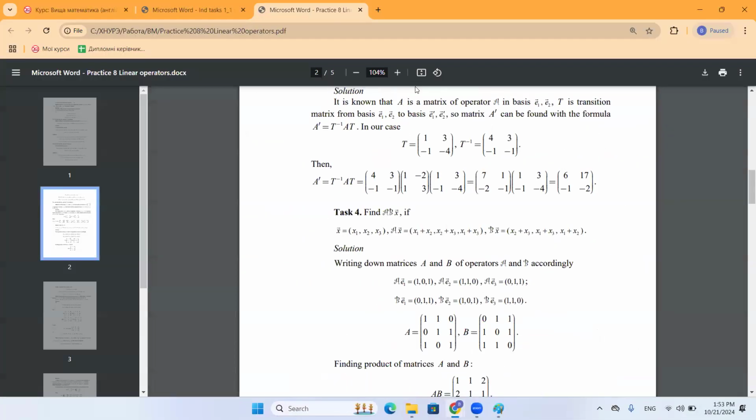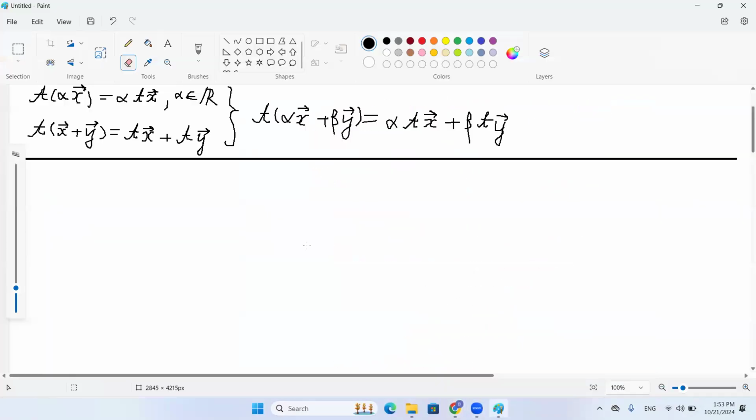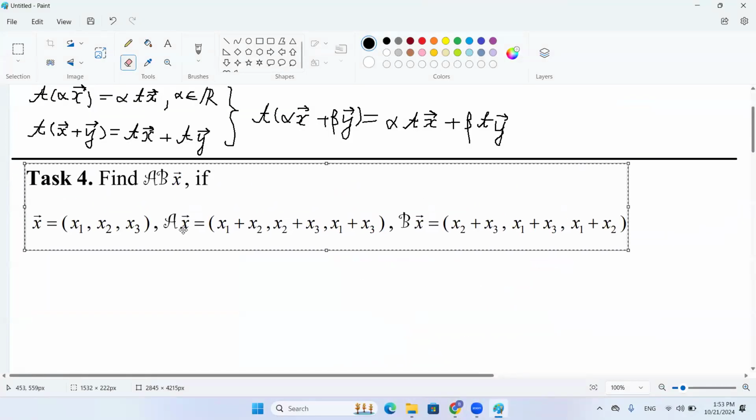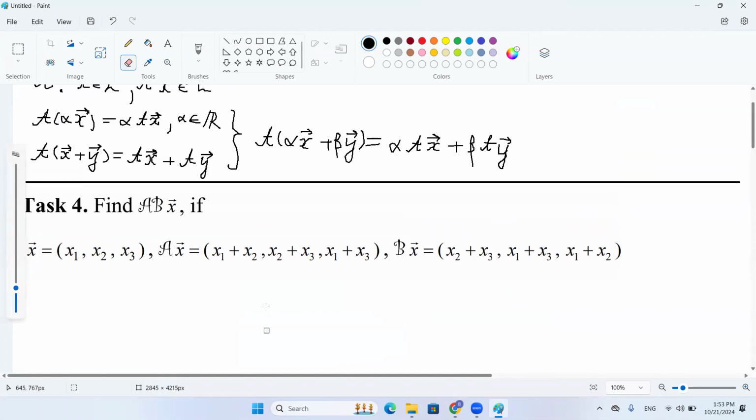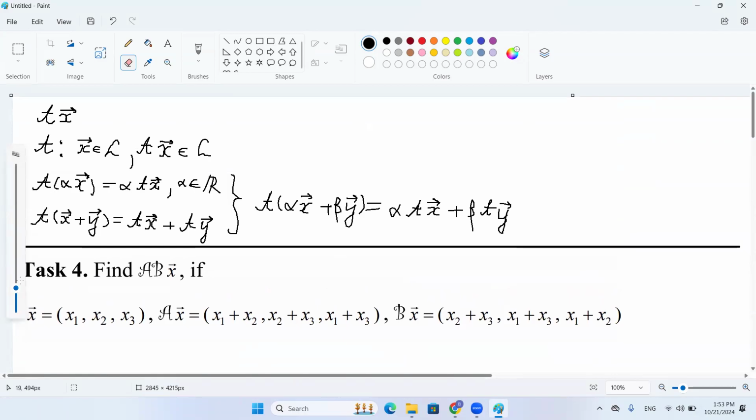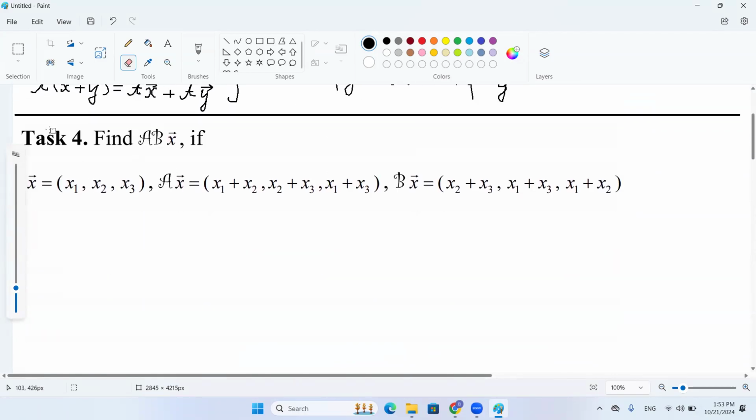Daniil? Multiply numbers. Actually, it's not. It's not the product as we usually understand it, where we just multiply one number by another and so on. It means that firstly we apply operator A and then we apply operator B.